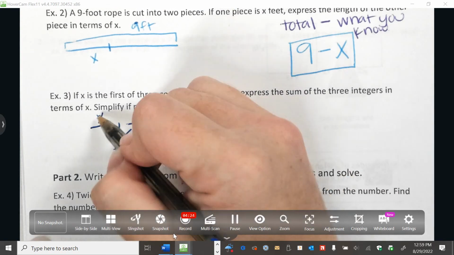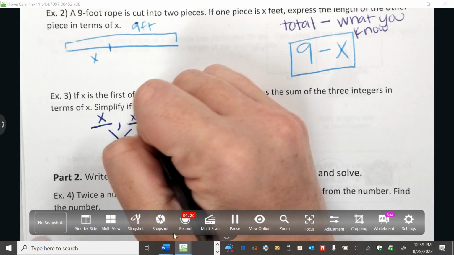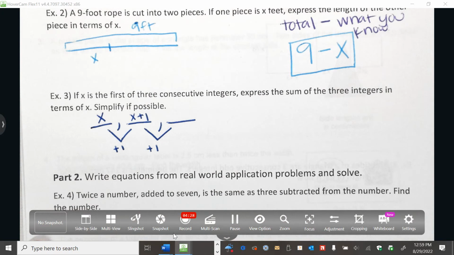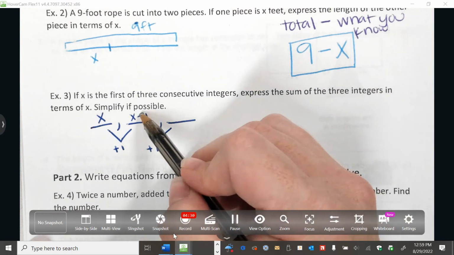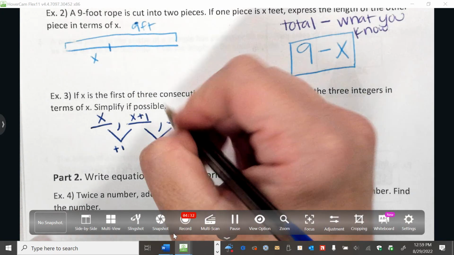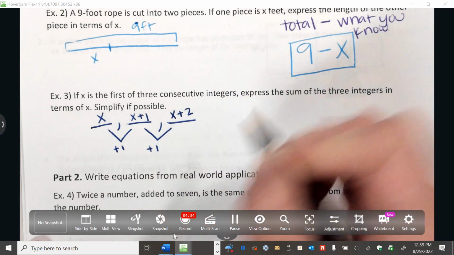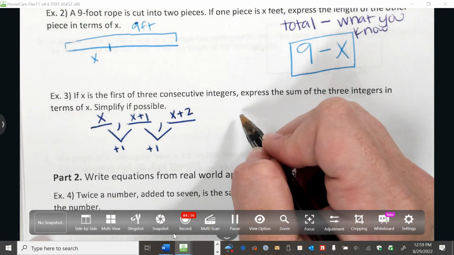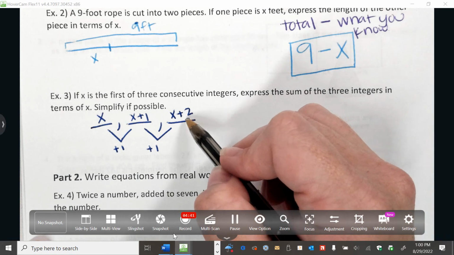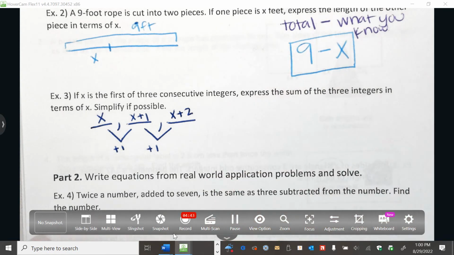For consecutive numbers, don't you just add 1 each time? Yes. So x plus 1. Well, that doesn't simplify, so we get x plus 1. What about x plus 1 plus 1? X plus 2. What if we did another one, a 4th consecutive number? What would it be? Just plus 1 more. So it's just going to go up once each time, yes?